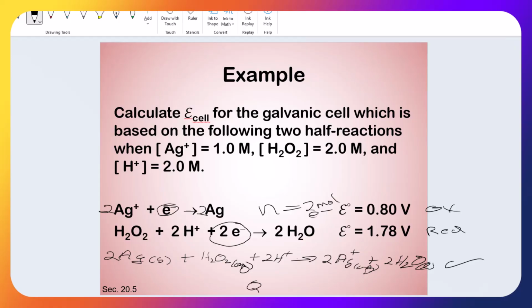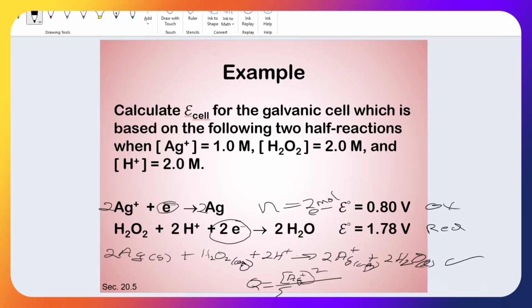So here is Q. Q is going to be products. So that's going to be our silver ion concentration squared divided by our hydrogen peroxide concentration times our hydrogen ion concentration squared, because its coefficient is 2. So let's just plug everything in, figure out the Q, and then let's plug our values into the Nernst equation.